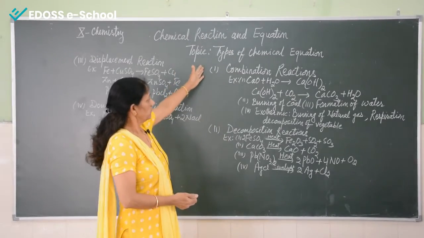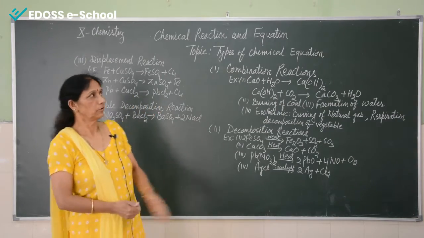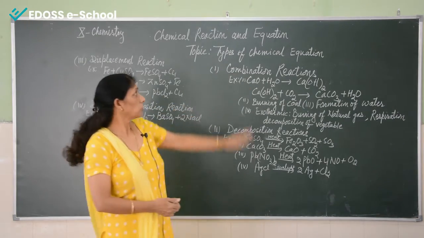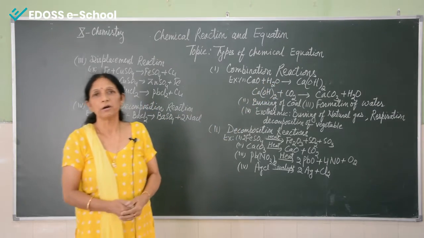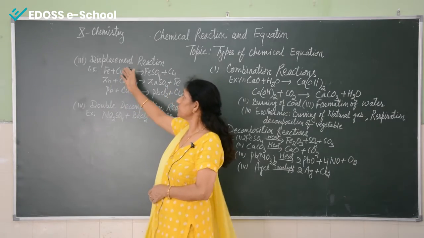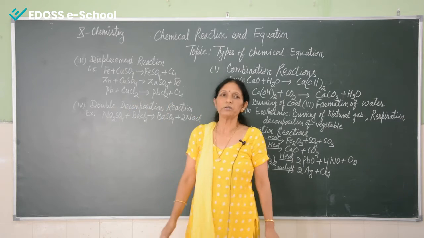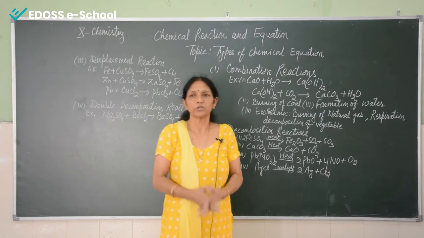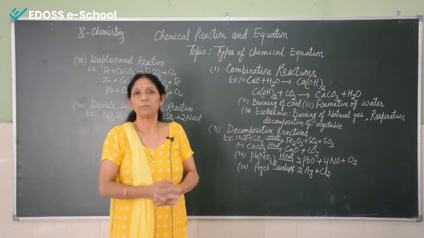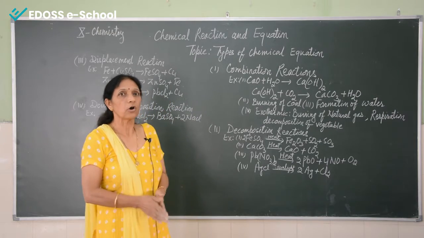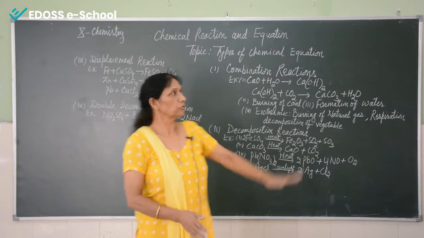So we can see here, mainly four types of chemical reactions are found. First type is the combination reaction. Second type is known as decomposition reaction, third type is displacement reaction, and fourth type is double decomposition reaction. And one more is there, oxidation and reduction, that we can study separately. So these are the four types of chemical reactions, based on how the reactants combine and form the products.